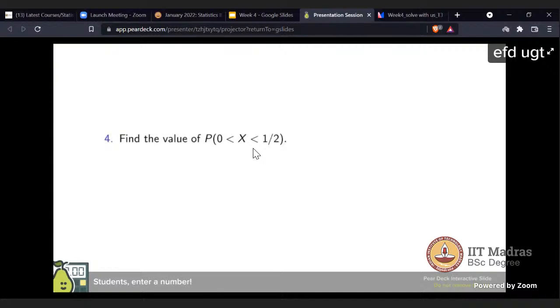Okay, you mean CDF? Because if CDF is continuous, then it doesn't matter whether it is less than or equal to 1 by 2 or not. So what exactly is your doubt? I want to ask, suppose an exponential function has been given to us and such a probability is asked, like x is greater than something and less than something.